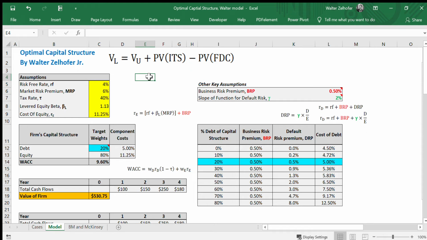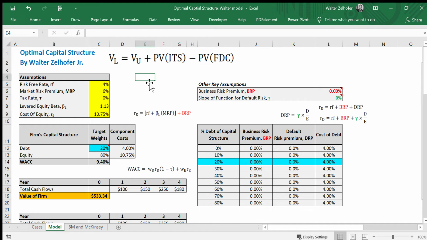Welcome to my video presentation on the optimal capital structure. I've read a lot of textbooks and there have been a lot of inconsistencies that I've been trying to reconcile for some time now. So what I would like to do in this video is show you a model that I came up with that explains this.